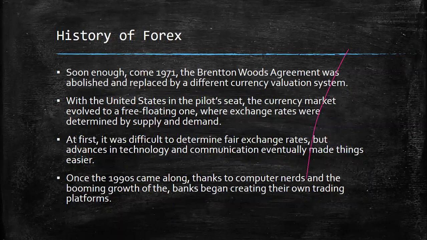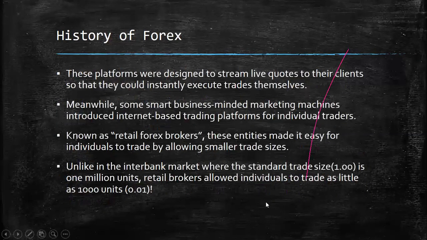At first, it was difficult to determine fair exchange rates, but advances in technology and communication, such as the internet, eventually made things easier. Once the 1990s came along, thanks to computer nerds and the booming growth of the world, banks began creating their own trading platforms. These platforms were designed to stream live quotes to their clients so that they could instantly execute trades themselves and not have to call their broker.